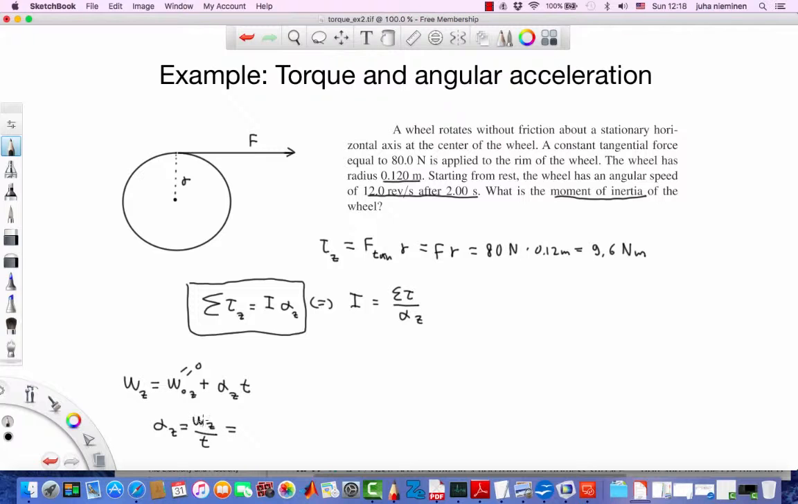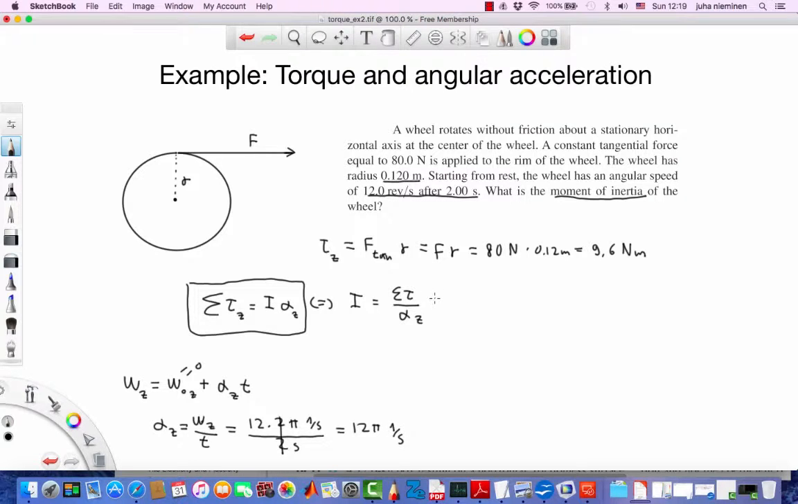So omega z is said to be 12 revolutions per second. So we have 12, and 1 revolution is 2 pi, the whole circle. So 12 revolutions per second like this, divided by 2 seconds. So that gives us 12 pi radians per second squared. We don't always explicitly write the radians because it's a unitless number, so we can use 1 instead.